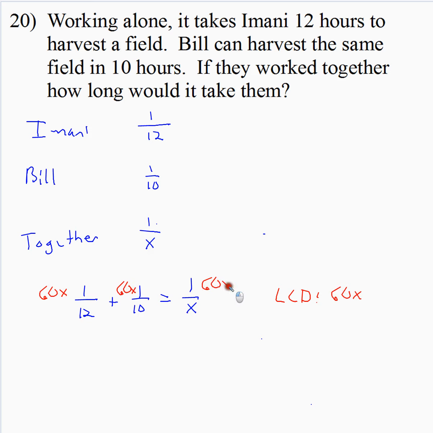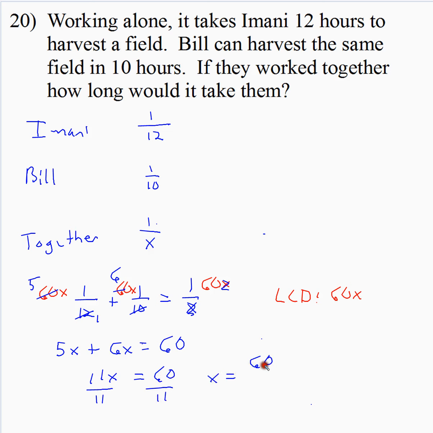And what will happen is we will have some simplifying. So 12 goes into 12 once, and 12 goes into 60 5 times. So we're left with 5x plus 10 goes into 60 6 times, and we're left with 6x equals x goes into x, and so equals 60. 5x plus 6x is 11x equals 60. Divide both sides by 11, and you get x is 60/11ths.